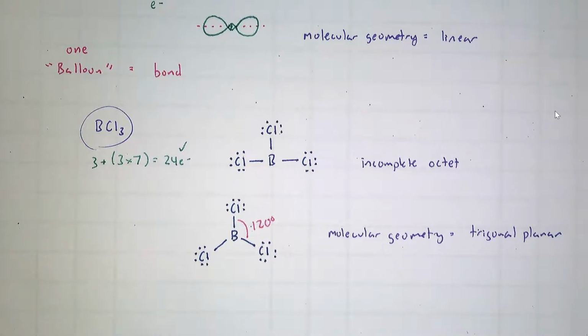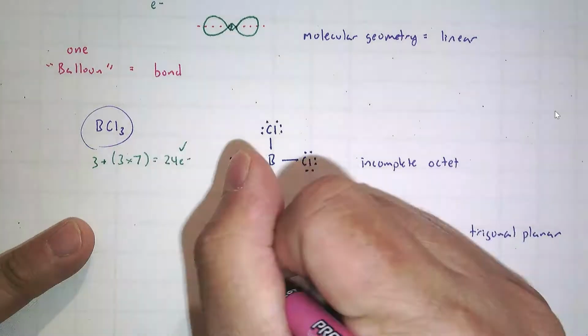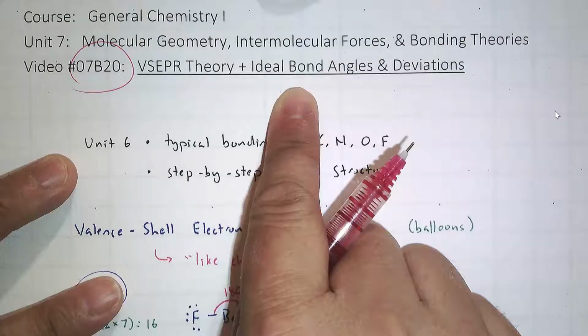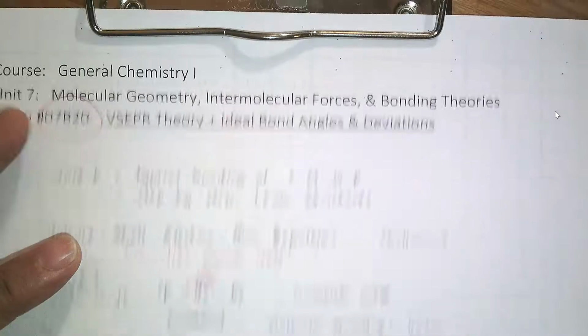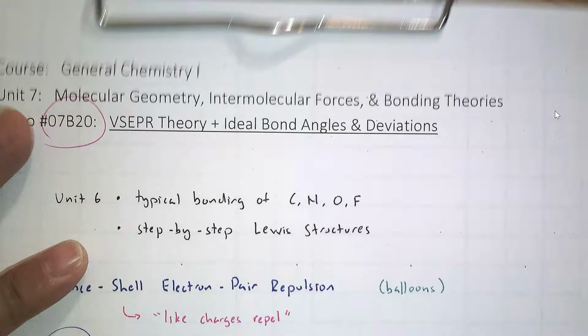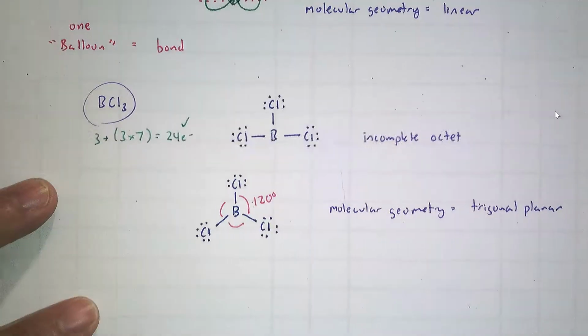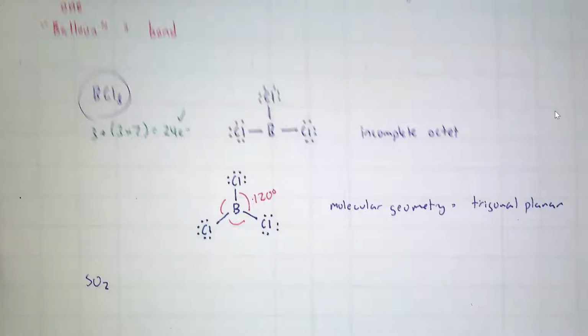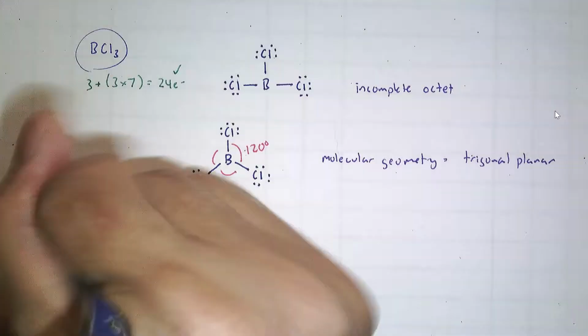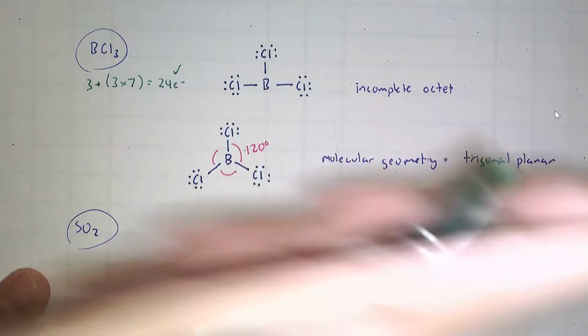And let's see, what else do I want to say? Okay, I think that's it. All of these bond angles are 120 degrees. So that is the ideal bond angle for a trigonal planar molecule. But I also want to look at some deviations, and there are going to be deviations. And a deviation example could be SO2. So SO2 is kind of tricky. It's net neutral.